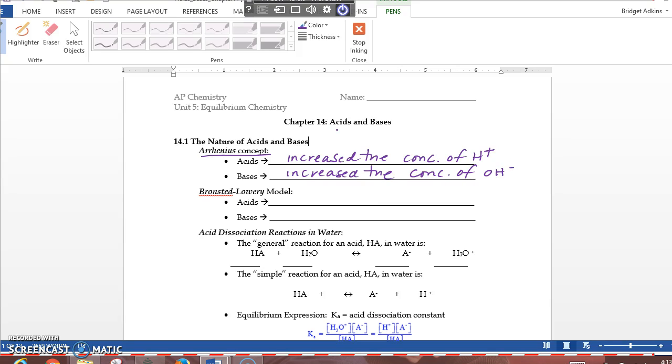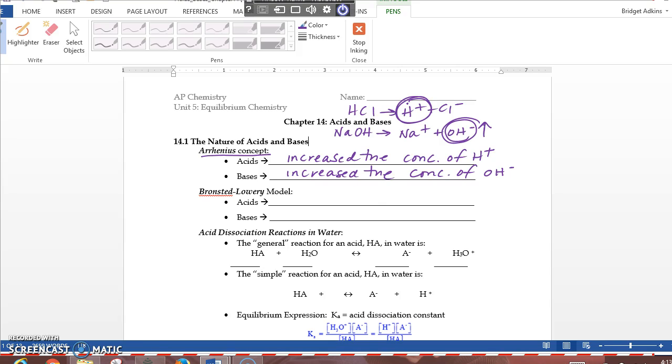So something like NaOH would be classified as a base because when you put it into water, it dissociates and breaks up into Na+ and OH-. So that would increase the concentration of OH-. For the example of an acid, HCl would break up into H+ and Cl-. So it would be an acid in the Arrhenius sense because it increases the H+ concentration.